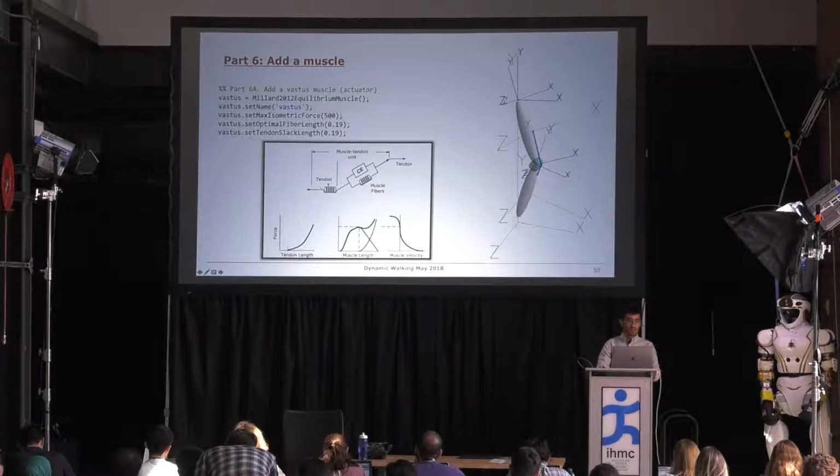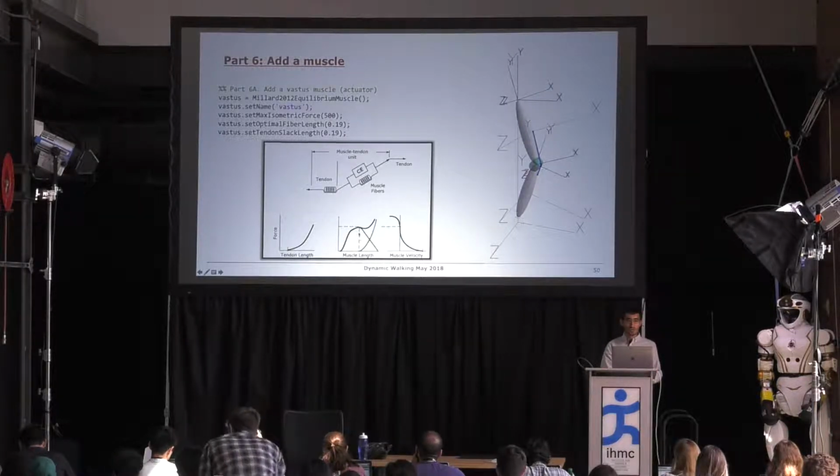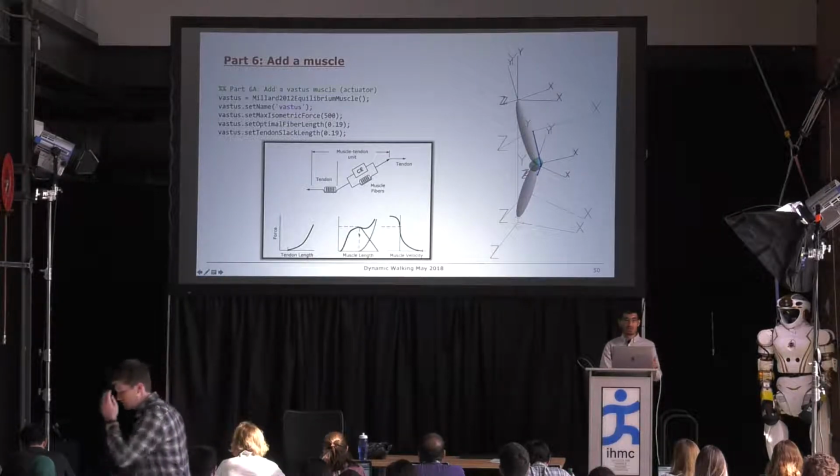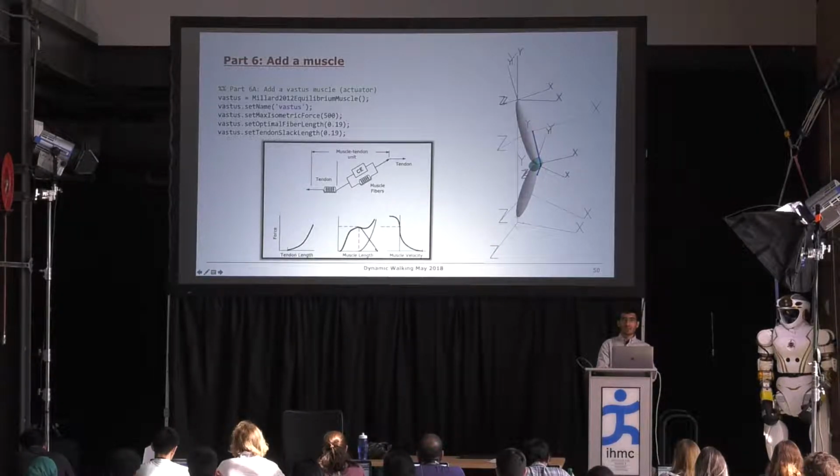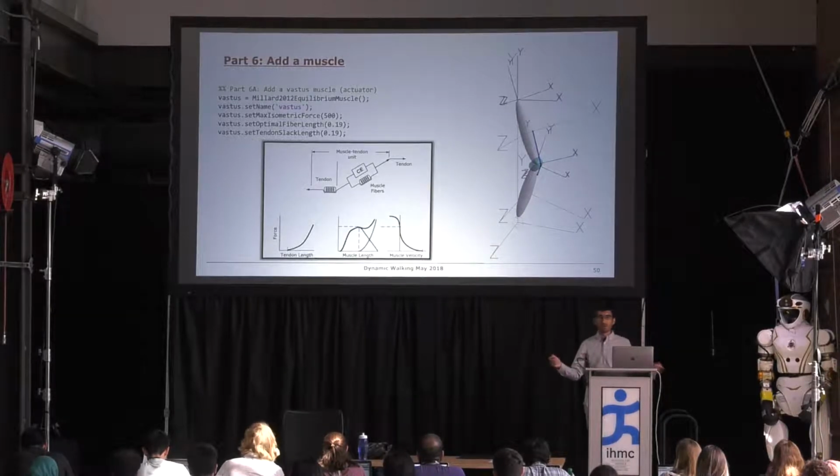The max isometric force is the force the muscle generates when it's at its isometric, so it doesn't have any shortening velocity or it's not lengthening, and also when it's at its optimal fiber length. So at this point here, and at this point here. We also set the optimal fiber length, which basically scales the x-axis of this force length characteristic. And we also set the tendon slack length, which is the length at which the tendon goes slack. That's a parameter describing the length of the tendon.